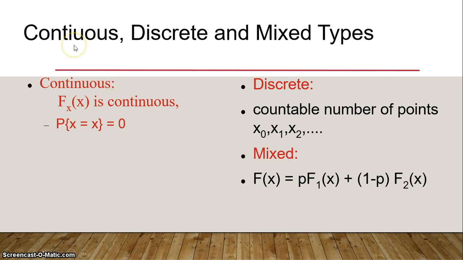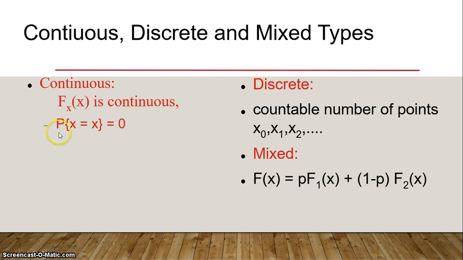There's a small spelling mistake over here. Continuous, discrete and mixed types. So the random variable can be a continuous random variable, a discrete random variable, or a mixed random variable. In the case of a continuous random variable, F_X(x) is continuous. That means it's a function. So whenever I have a function f(x), say 2x square plus 5y, it's definitely a continuous function, which is an increasing or a decreasing function.